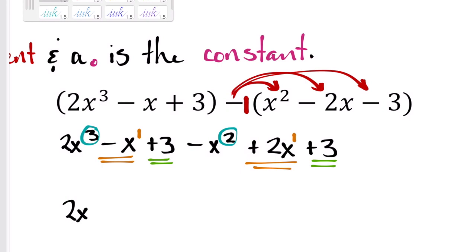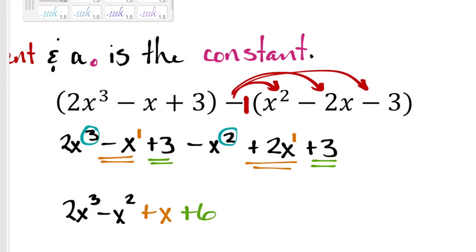I also like to put these in numerical order, highest exponent to lowest exponent. So I'm going to start with 2x cubed and put in that minus 2x squared. Next, I'm looking at my x's. So I have negative x plus 2x. So negative 1 plus 2 is going to give me a positive 1. So positive 1x, or just plus x. And then my 3 and 3 are going to add together to give me 6.